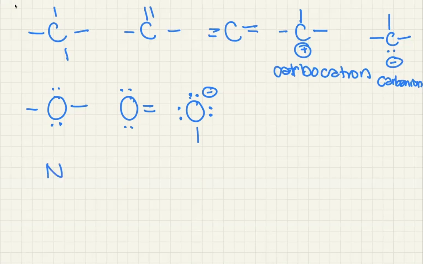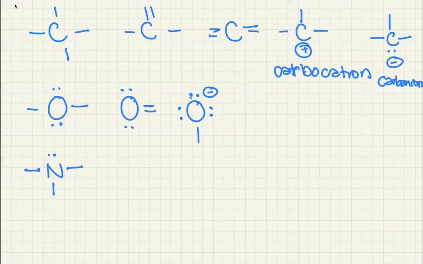What about nitrogen? Nitrogen has 5 valence electrons in its neutral form because it has 5 protons that it needs to balance out. Now, in the case of nitrogen, we can go ahead and make 3 single bonds. And in this case, we still have a neutral nitrogen with these 3 bonds.